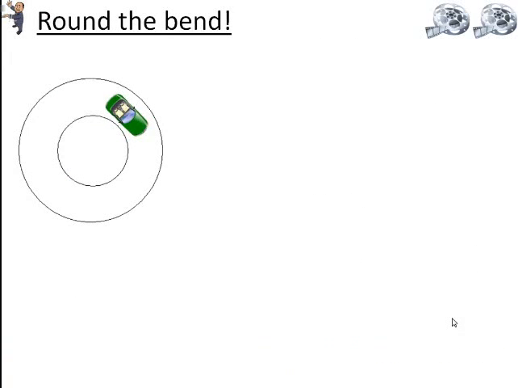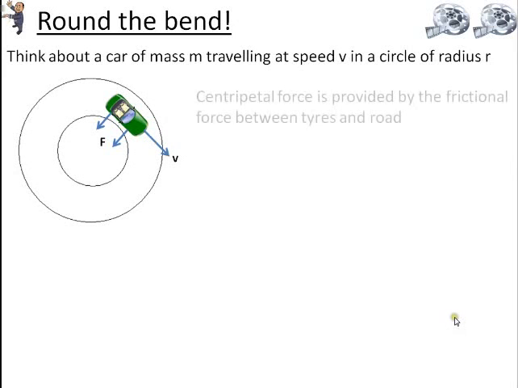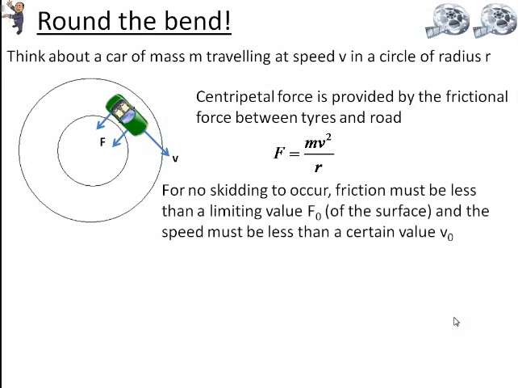Okay, another little one here, around the bend. If we imagine this car's going around a bend, again it's got a mass of m and it's travelling at a speed v in a circle of radius r. If we label up, there's friction towards the centre of the circle. That's what's providing this centripetal force, the friction between the road and the tyres. It's got a velocity and the car's got a mass of m. So as we've said, the centripetal force is provided by the frictional force between the tyres and the road. This is F equals mv squared over r.